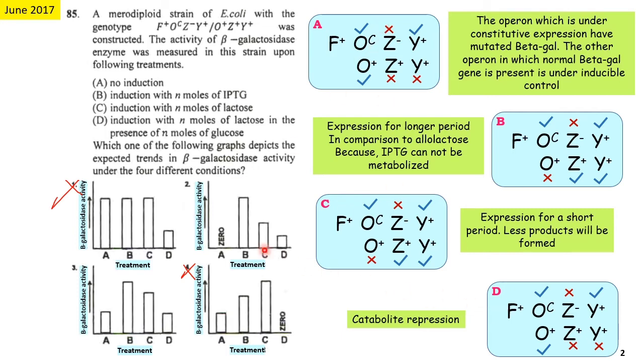According to that, between graph 2 and 3, graph 3 is correct, because in case of A and D we can see that there is a small amount of lac-operon gene product, that is, beta galactosidase activity can be seen in these two experimental conditions also, but it is less than what we can see in case of IPTG and lactose.